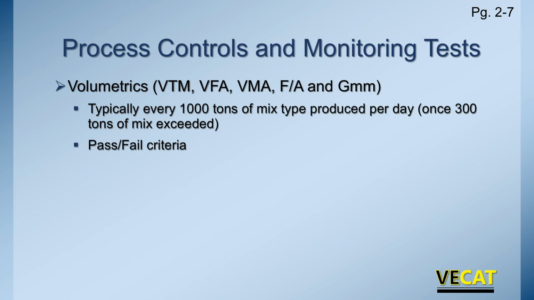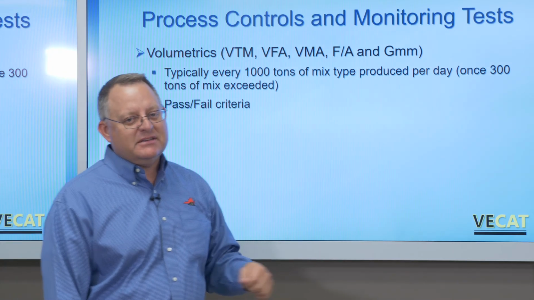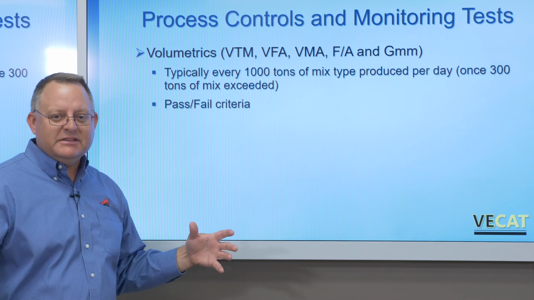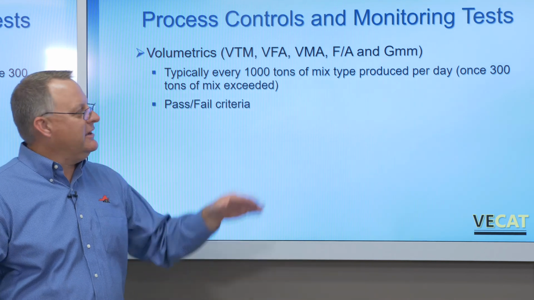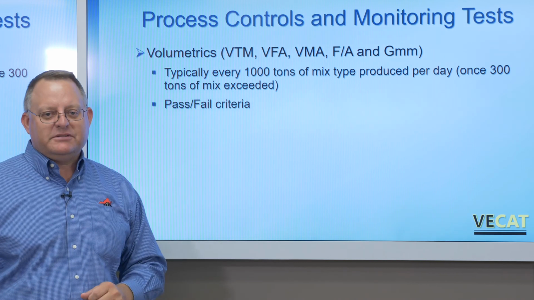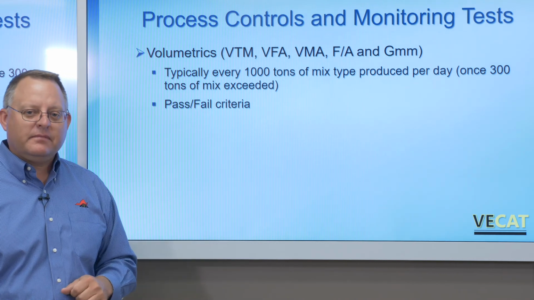at least once per day, once you exceed 300 tons of mix. So you may only do 500 tons of mix today. You're saying I'm less than 1,000, but if all you're doing is 500 tons of that mix today, you should be pulling a volumetric sample to check it. And it's a pass-fail criteria.